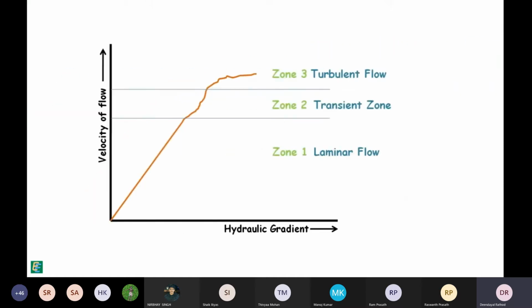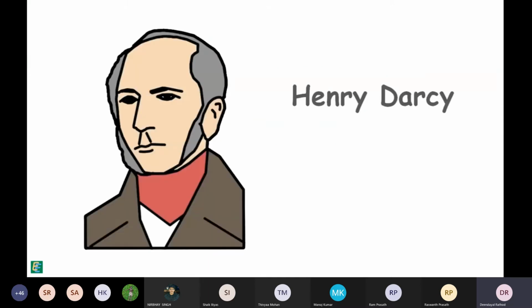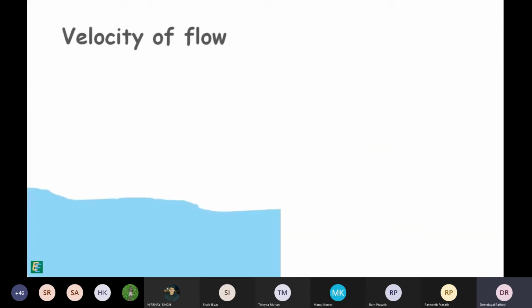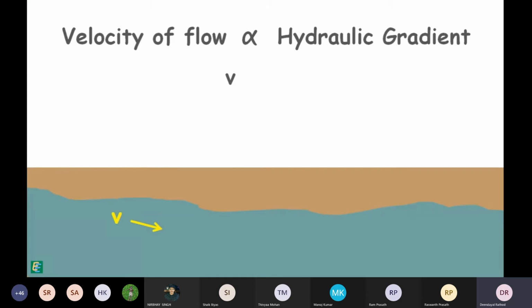We can observe in Zone 1, hydraulic gradient and velocity of flow share a linear relationship. This relationship was first observed by French engineer Henry Darcy, and he proposed what is known as Darcy's law. He demonstrated, after doing experiments, that the velocity of flow of liquid between 2 points in the soil is directly proportional to the hydraulic gradient applied to it. We can write it as this by adding a proportionality constant K.